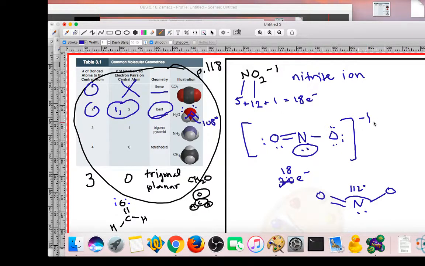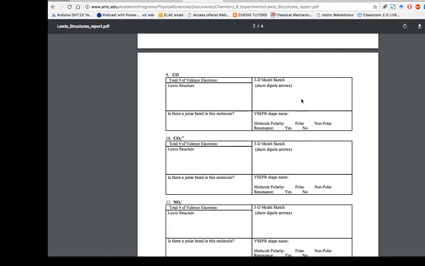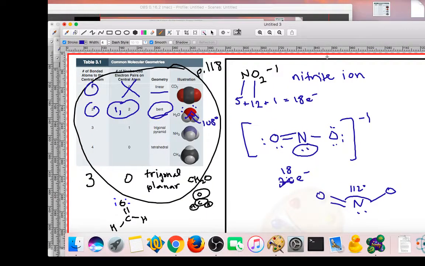Now, that means, let's see, where would you write that word bent? You would write it right here. You would write bent right there. If this were the nitrite ion, you would write bent right there. That's how to use that table.